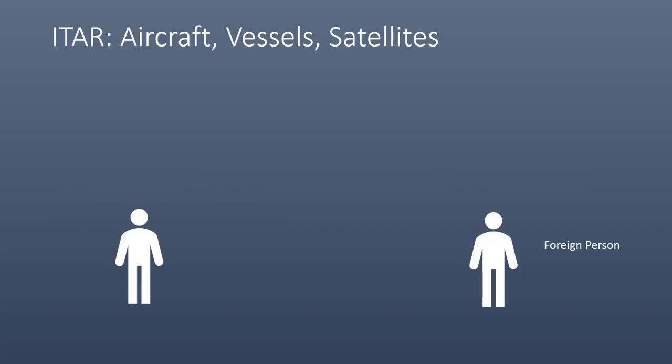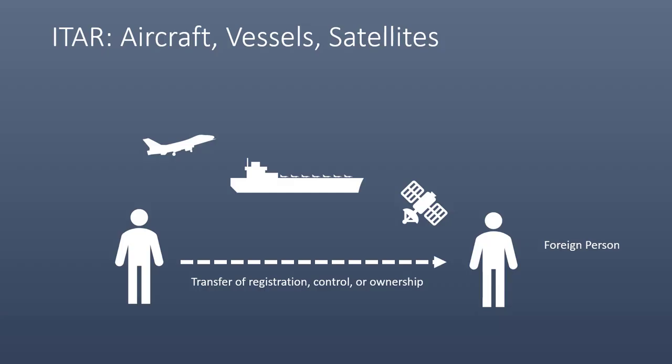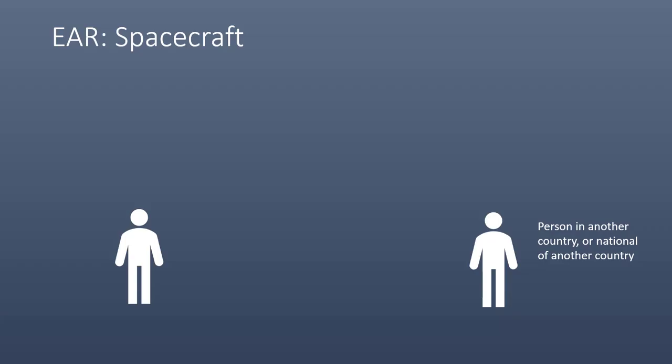Next, let's talk about a special category of exports that only applies to a few commodities. With this small group of commodities, the term export can include transferring registration, control, or ownership of these things. First, let's look at the ITAR. Under the ITAR, you can export aircraft, ocean vessels, and satellites by transferring registration, control, or ownership to a foreign person. Okay, simple enough. Next, the EAR has a very similar rule applying to spacecraft.